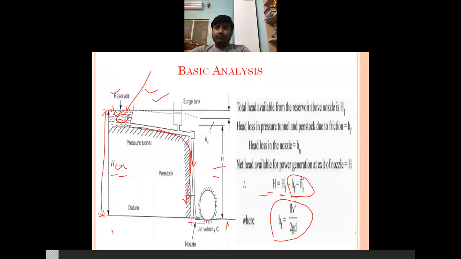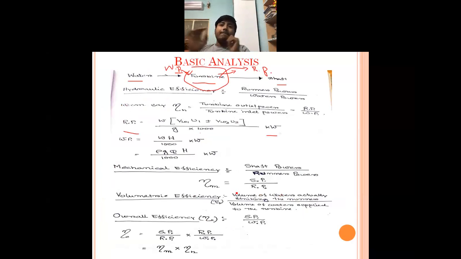Okay. So the water power that is available is mg into h. Mg, you know, that is the weight. So it will be w into h by 1000. 1000 is given to make it in kilowatt. Okay. So it will be rho g q into h, because we know w is equal to rho g q. Okay. So the water power that is available is rho g q into h by 1000. So these are the two equations of runner power and the water power.